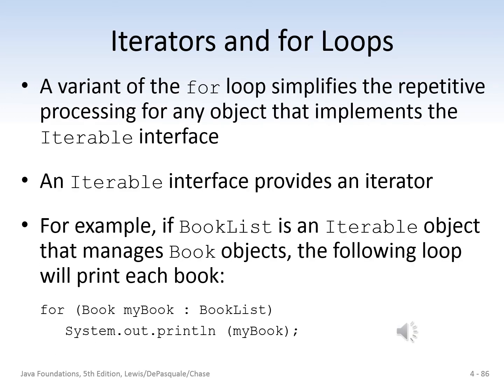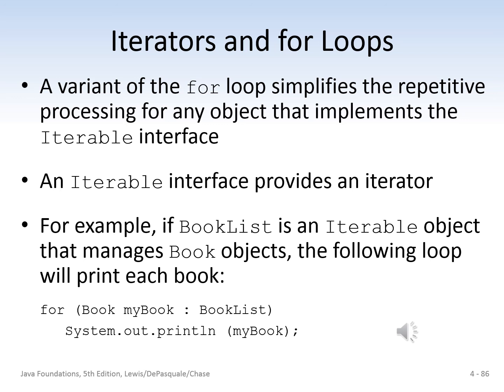To end this lecture, we have a short topic to cover: iterators and for loops. So there's a variant of the for loop that simplifies the looping process for any object that implements the iterable interface. So the iterable interface provides an iterator, basically.